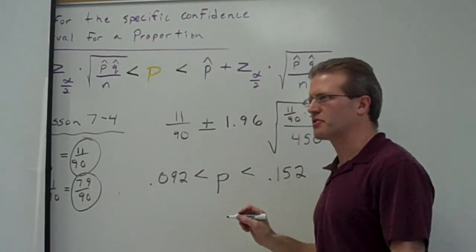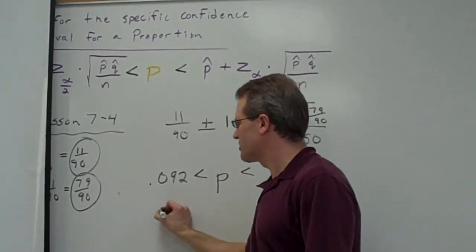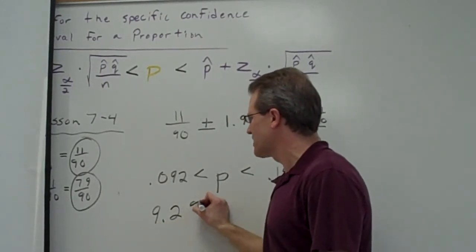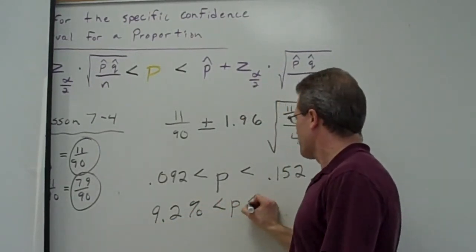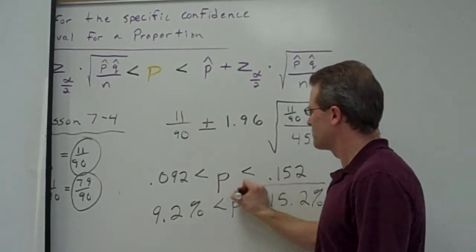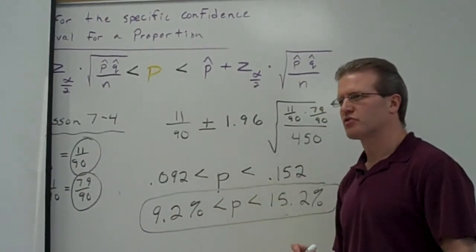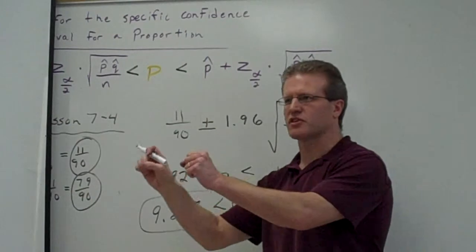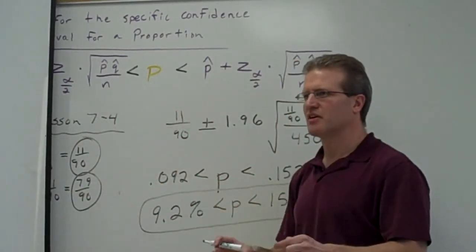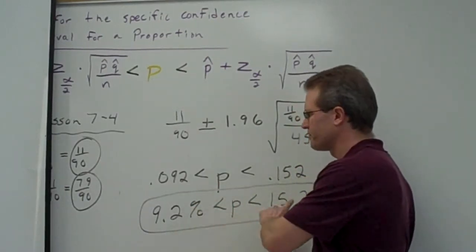If you want to change that to a percent, what would we do to decimals? 2 to the right. So you could also put it as the true proportion of students that go to private schools is somewhere between 9.2% and 15.2%. How confident are we that that's true? 95%. So if I went out and sampled 450 students and another 450 students and another 450 students, and I did that 100 times, 95 out of 100, my true proportion would fall on the interval.